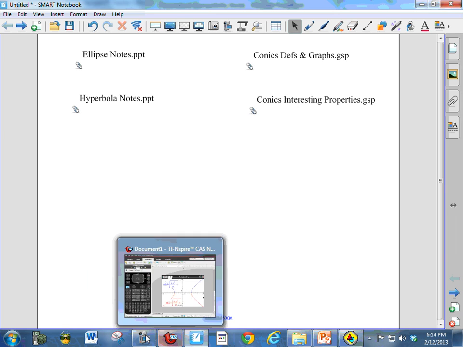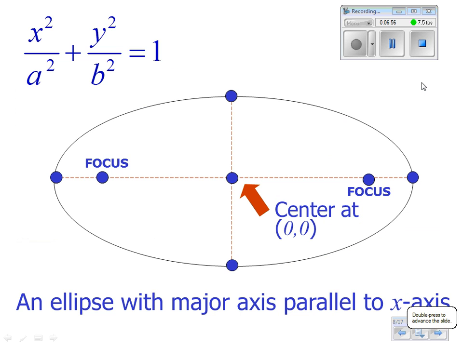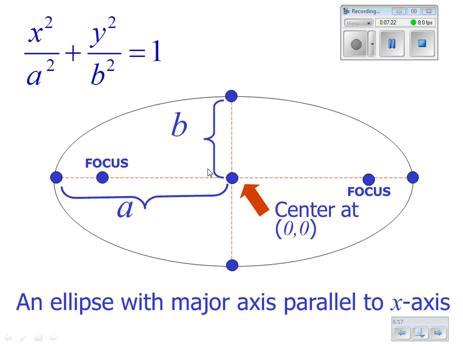Okay, we're going to go back to our PowerPoint now. In our PowerPoint, let's go to the next slide. If you go to your notes, you'll see at the bottom left-hand corner this little ellipse, and I want you to label. Notice that we have an equation, x squared over a squared plus y squared over b squared equals 1. So what do the numbers a and b tell us about the graph? Well, a tells us the distance from the center to the vertex on the major axis, and b tells us the distance from the center to the vertex on the minor axis. And c, which isn't in the equation, tells us the distance from the center to the focus. We're going to figure out in a little bit how you find c.